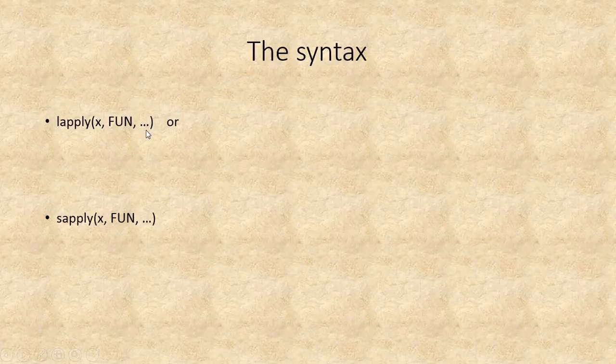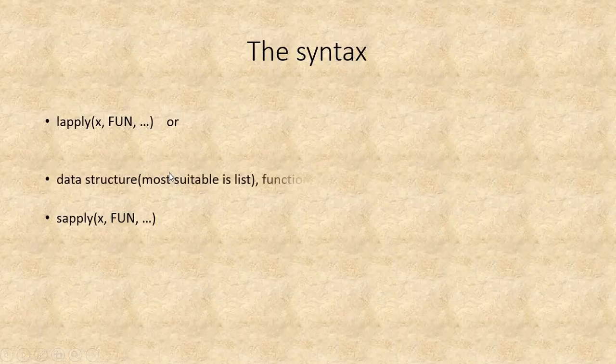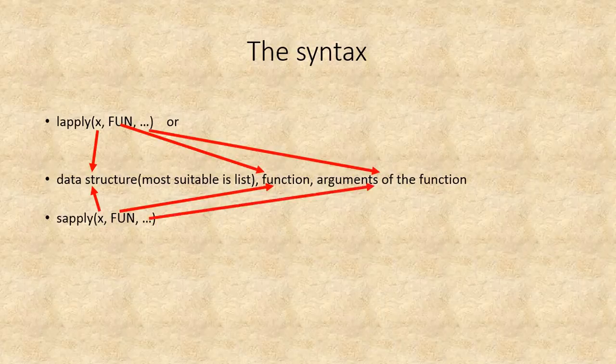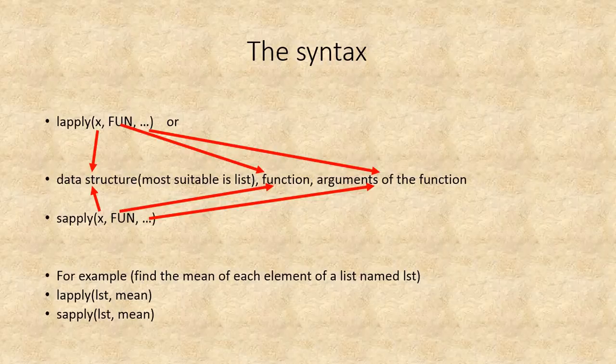These three dots mean that these functions might contain arguments inside them. So if you want to use the arguments of the functions provided here, then you will have to put those arguments here. These dots represent the arguments of these functions. If you want to find out the mean of each element of a list, then you will have to use it like this: lst instead of x, mean in the place of function, with lapply and sapply.